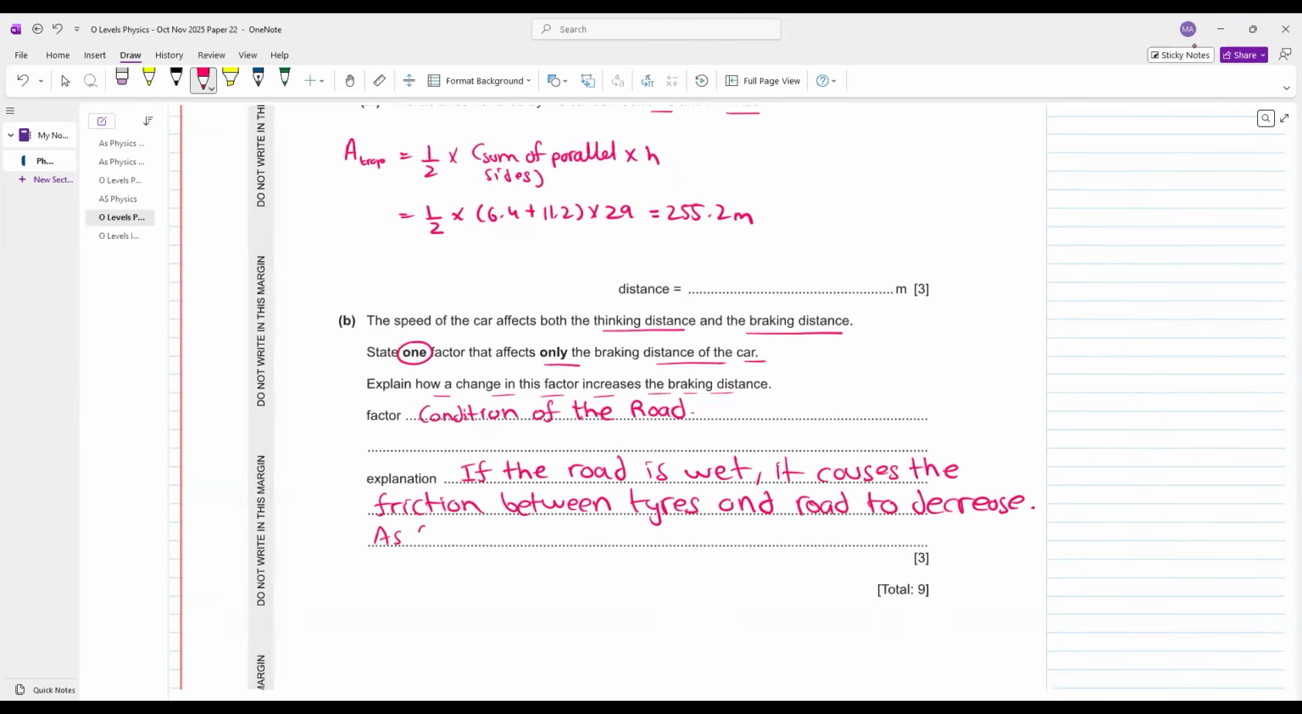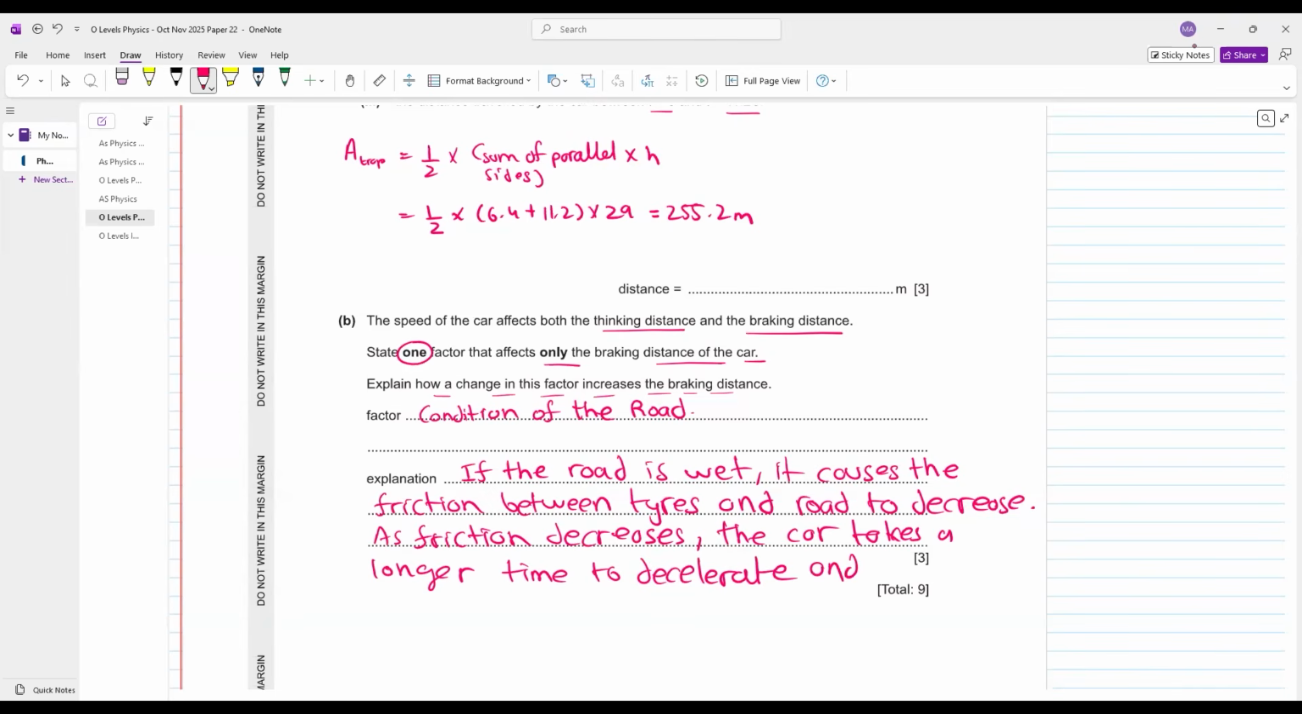As friction decreases, the car takes a longer time to decelerate and come to rest. Simple.